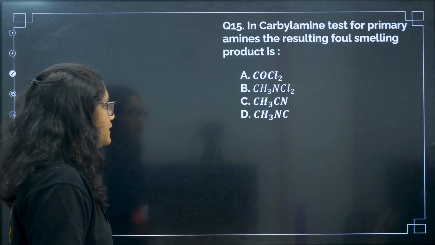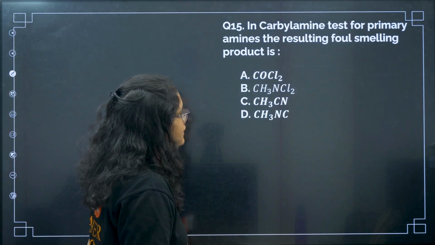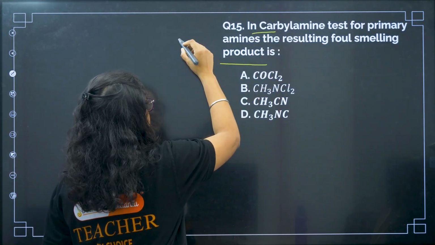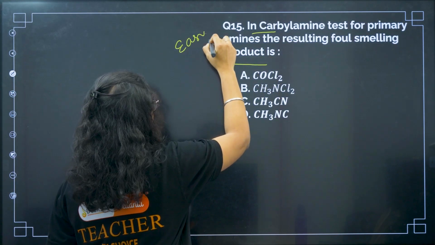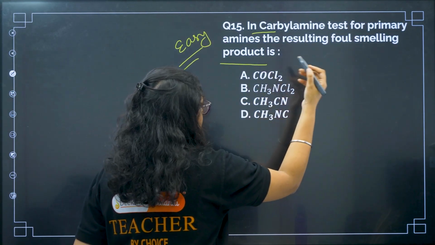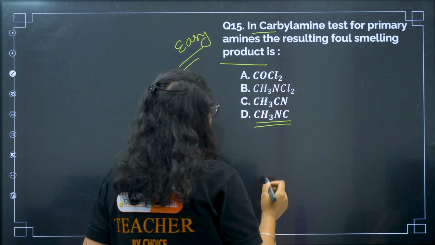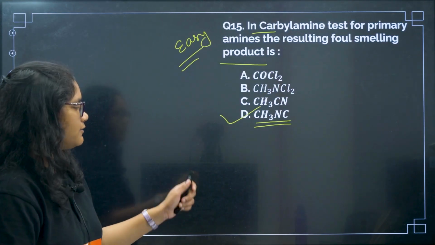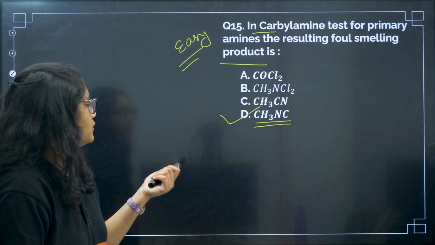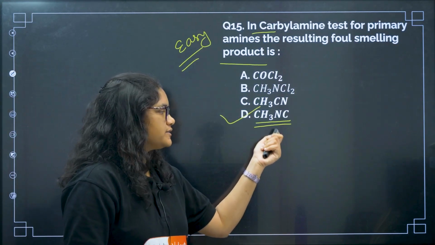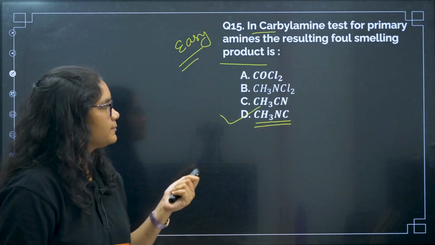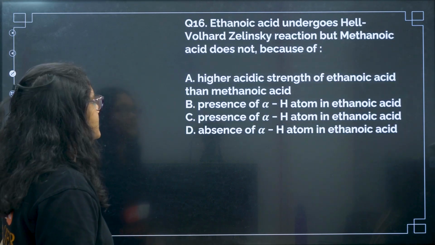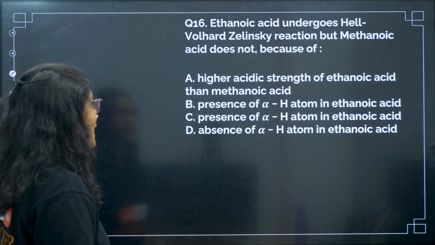In the carbylamine test for primary amines, the resulting foul smelling product is? So carbylamine test, again this question is very direct, from your amines chapter. The foul smell is due to the presence of isocyanide. Okay, option D. I think all of you know this reaction. So we get a foul smell because of the production of isocyanides.